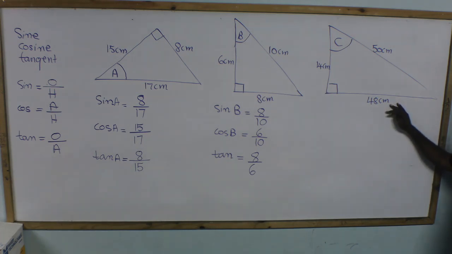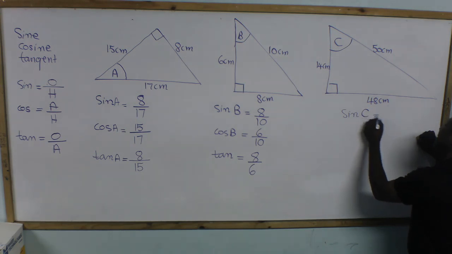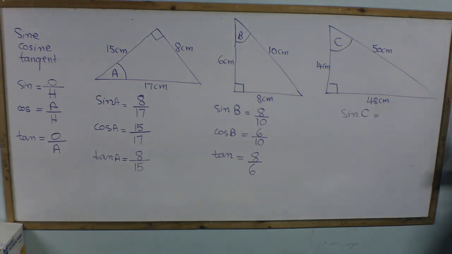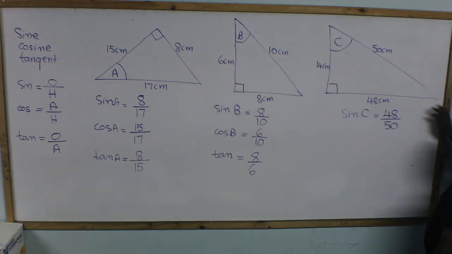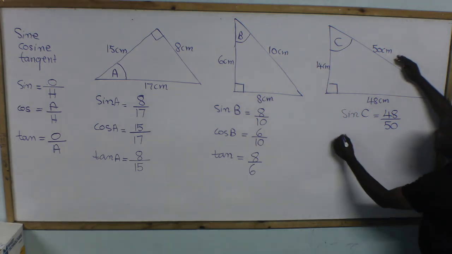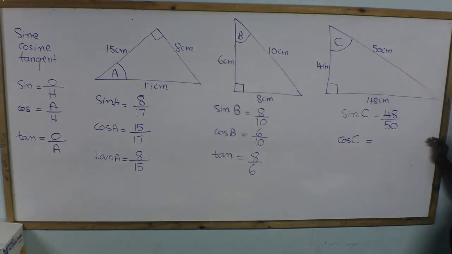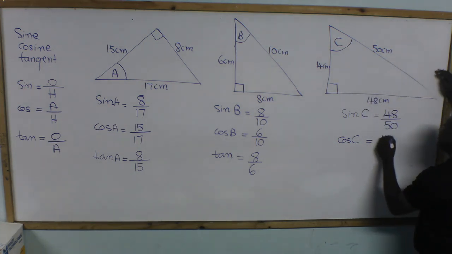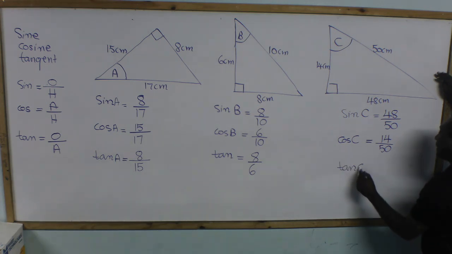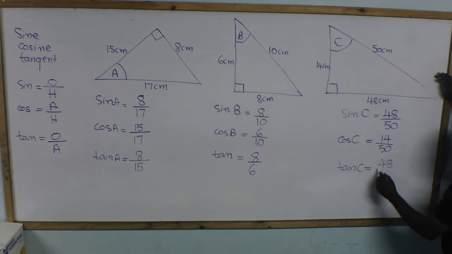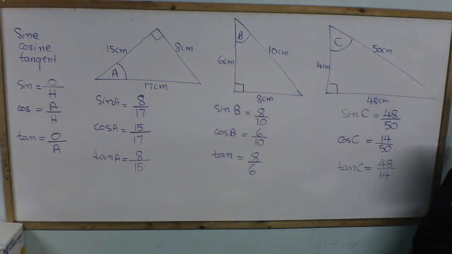Let me have a show of hands of those who have not finished this one as yet. Alright, so let's continue. So this one will be sine of C. 48 over 50. Opposite over hypotenuse. Cos of C, adjacent over hypotenuse, which is? And tangent of C will be? You might just do it from here, or it is opposite over adjacent.